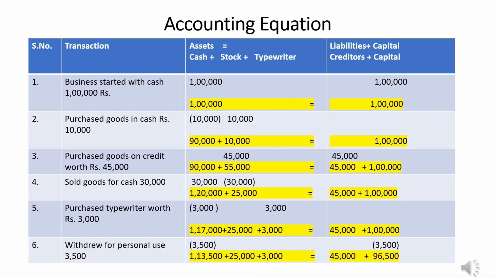In the last transaction given, we have cash withdrew for personal use 3,500 rupees. और जब भी cash withdraw किए जाता है for the personal use, it is termed as drawings in accounting. So the cash is reducing by 3,500 rupees because it is being taken away from the business. So the new cash balance is 1,13,500. Stock is same as the previous transaction because no change in stock is happening here. So it will be same as 25,000 plus 3,000 typewriter. This is what we have on the asset side.